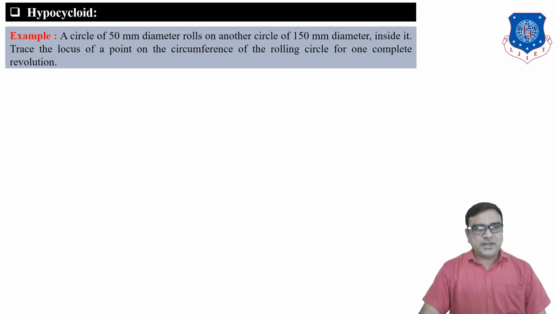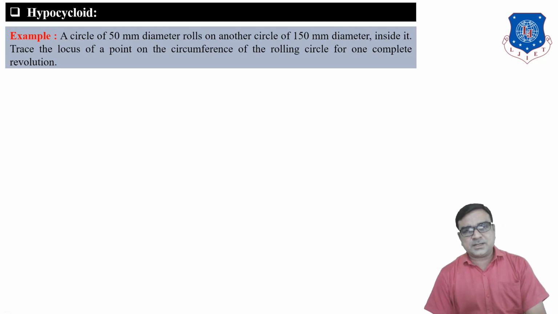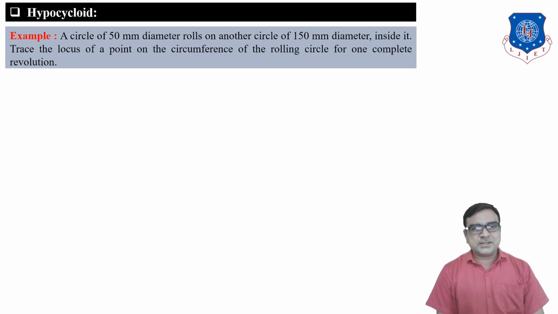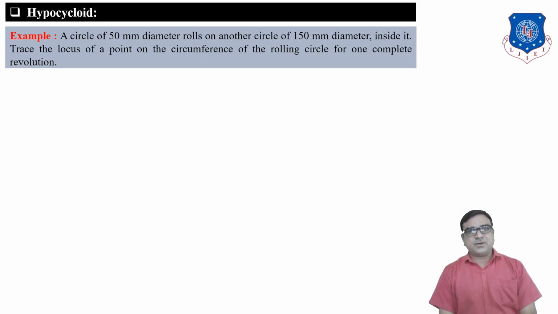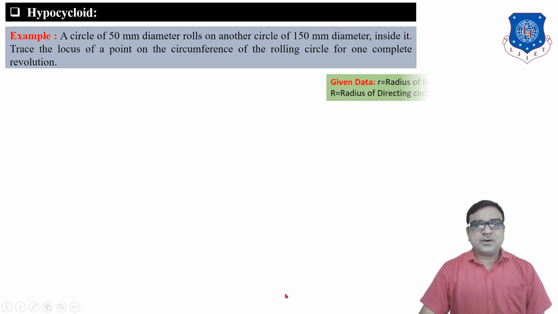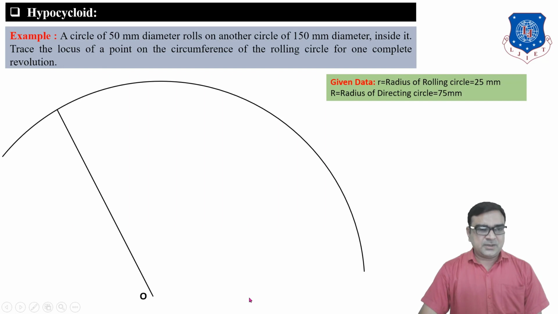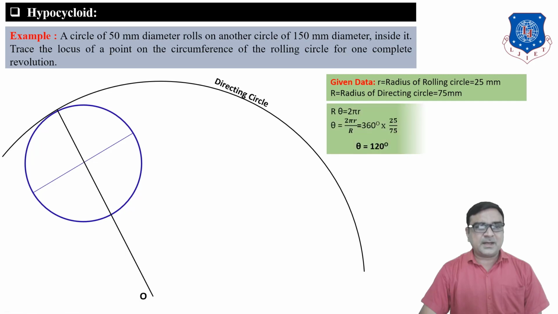Now taking one example. For hypocycloid, a circle of 50 mm diameter rolls on another circle of 150 mm diameter inside it. Trace the locus of point on the circumference of the rolling circle for one complete revolution. So here also we have two circles, small circle rolling circle radius 25 mm and the directing circle of radius 75 mm. Here also we take one circle by taking radius 75 mm, and inside the circle we have to draw another circle by taking radius 25 mm. The contact point of these two circles is P0.